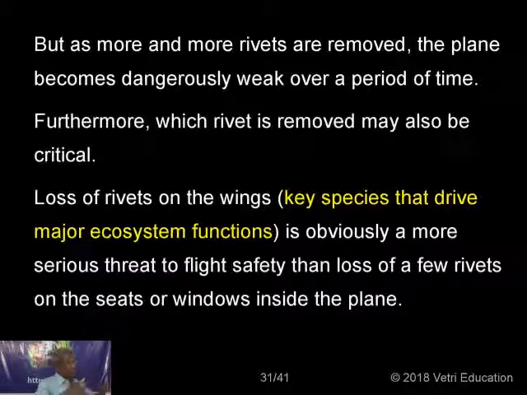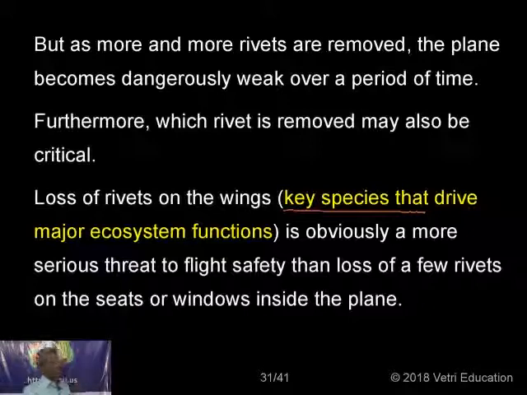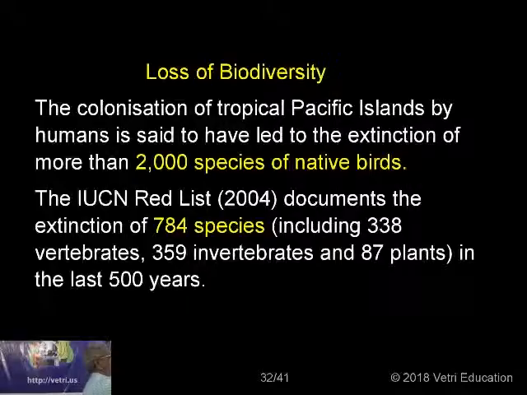If you are going to remove the rivets from the wings, what will happen? If you are going to remove the key species, what will happen? Ask that question yourself. If you are going to remove the key species from an ecosystem, the number may be less, but still it will have an effect. So the number of the rivets removed from a plane is not that much a problem unless more numbers are removed. But at the same time, what type of rivet you are removing, that is more important. If a key species is going to be removed from an ecosystem, definitely it will weaken the ecosystem.